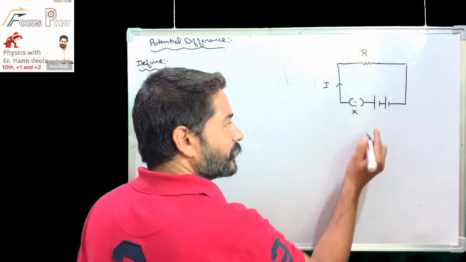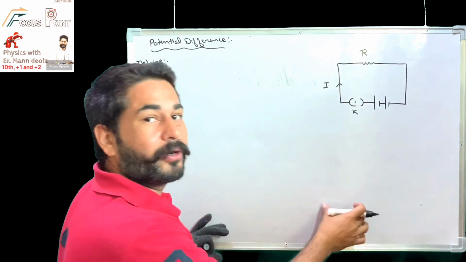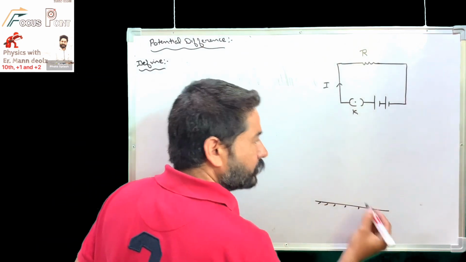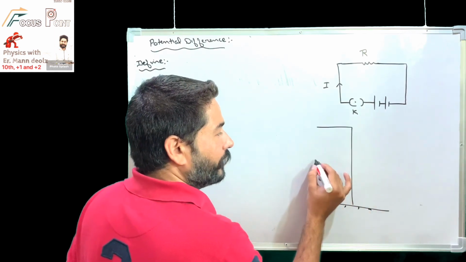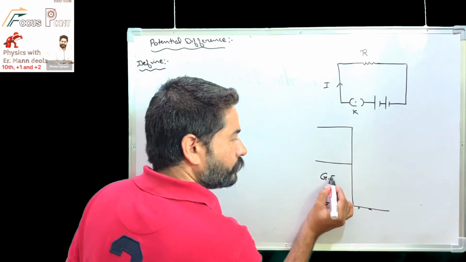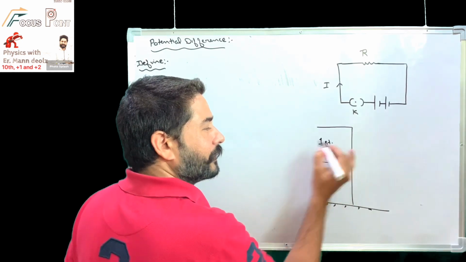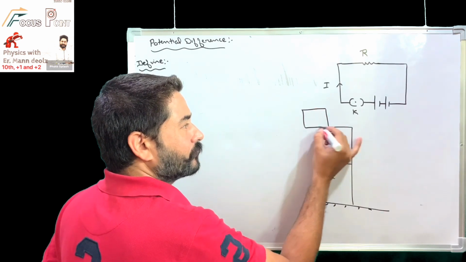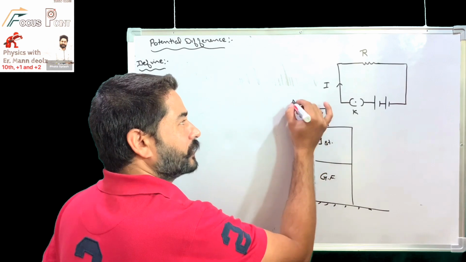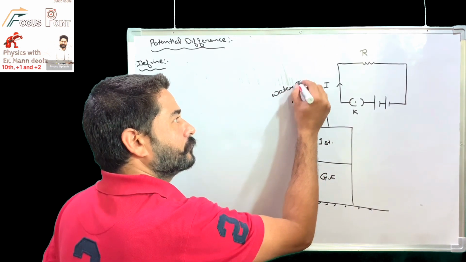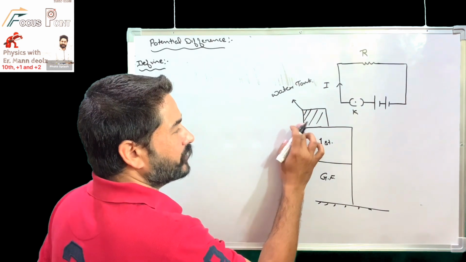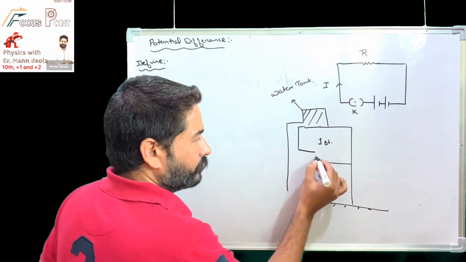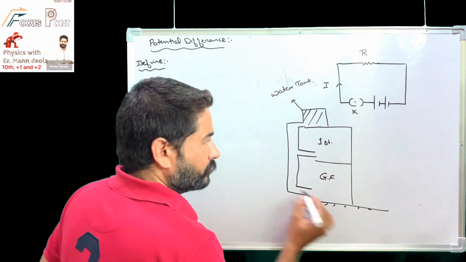Now I'll always explain this with an example. This example is very important to understand all these terms. Suppose this is the ground, and let's imagine a two-floor building. This is the ground floor and this is the first floor. Now on the first floor a water tank is kept. From this water tank I am taking a water supply to the first floor, then to the ground floor.